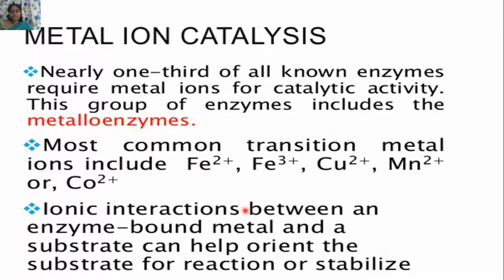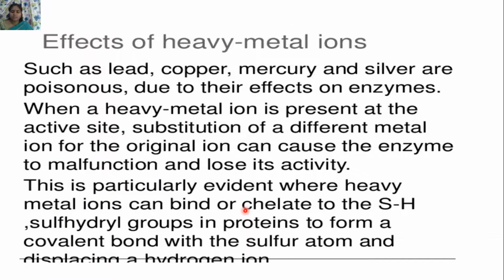So these are all the factors which are affecting the enzyme activity. And heavy metals such as lead, copper, mercury and silver are poisonous due to their effects on enzymes. So when a heavy metal ion is present at the active site, a substitution of a different metal ion from the original ion can cause the enzyme to malfunction and lose its activity.